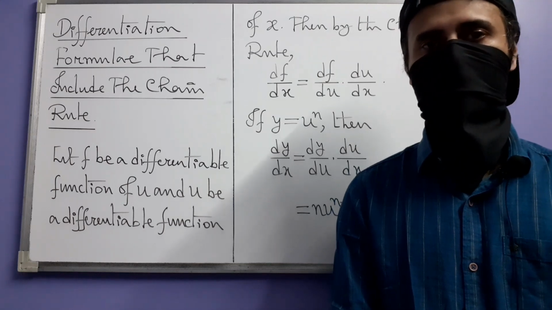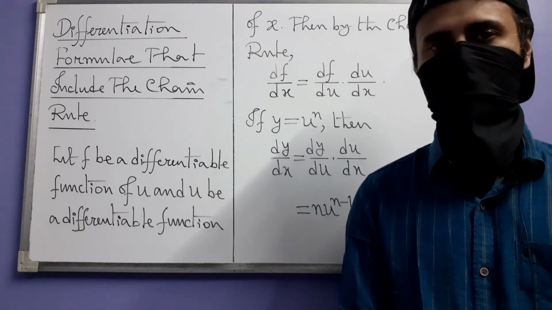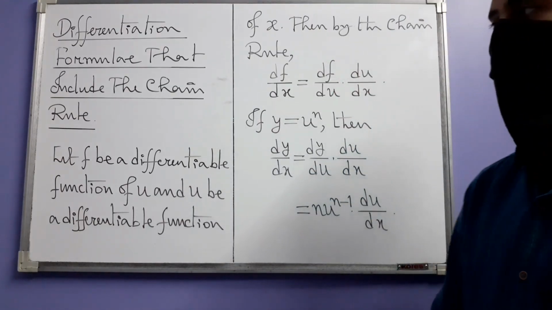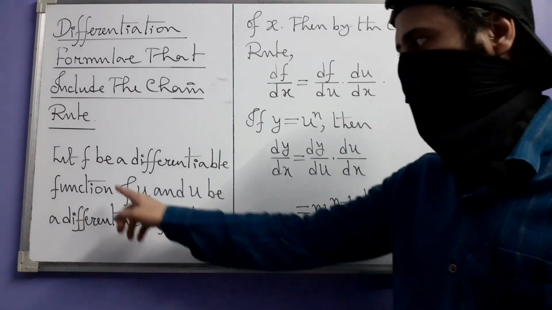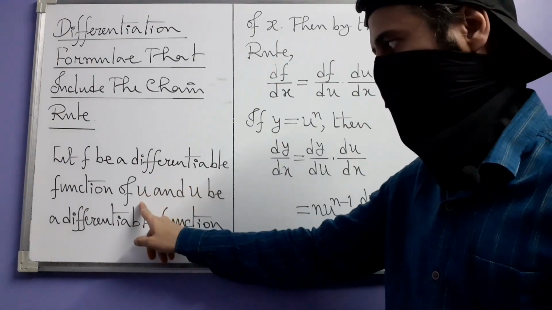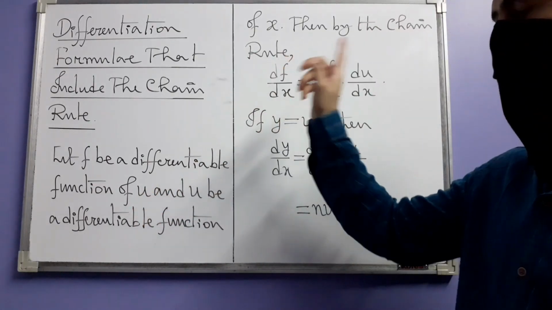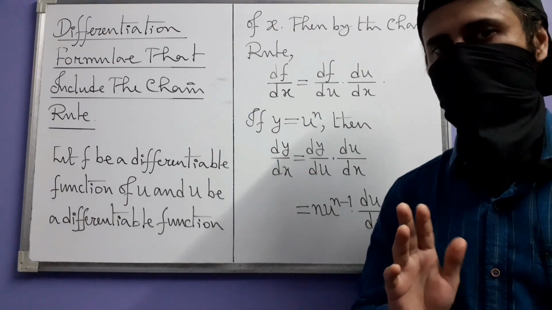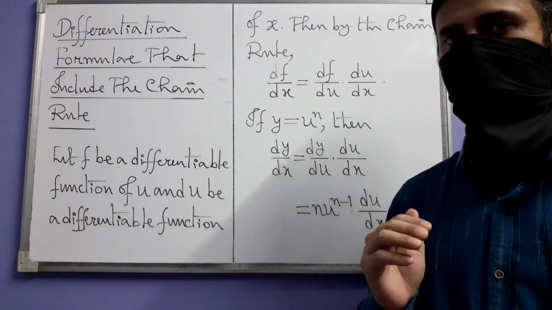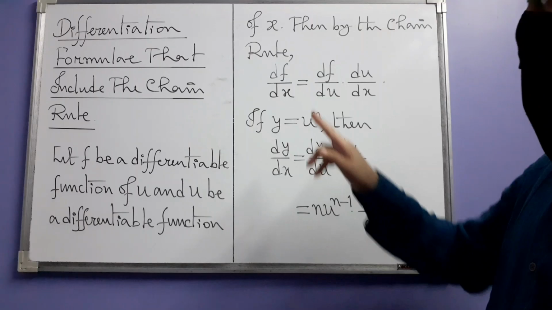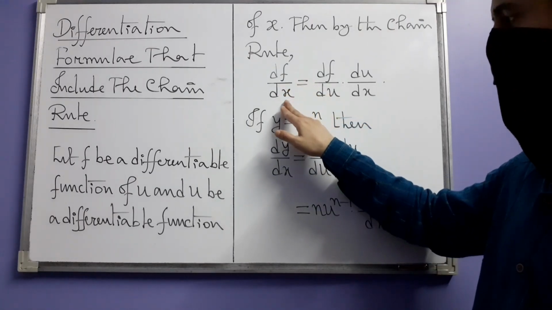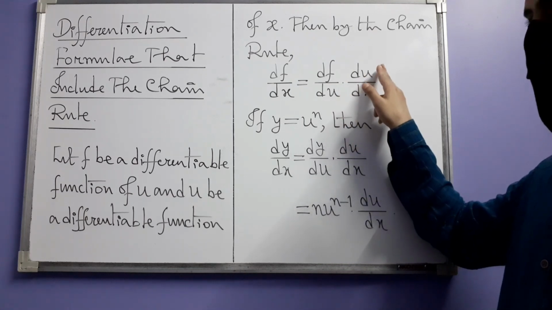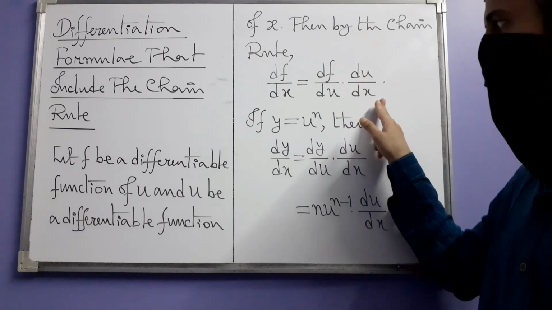We next consider differentiation formulae that somehow include the chain rule in them, and for that let us again go back to the statement of the chain rule. Let f be a differentiable function of u and u be a differentiable function of x. Then you know what the chain rule states. It then states that f is also a differentiable function of x as a composite function, and its derivative with respect to x equals its derivative with respect to u times the derivative of u with respect to x.